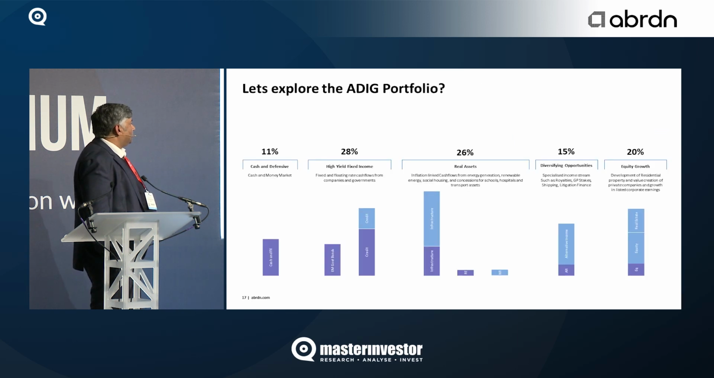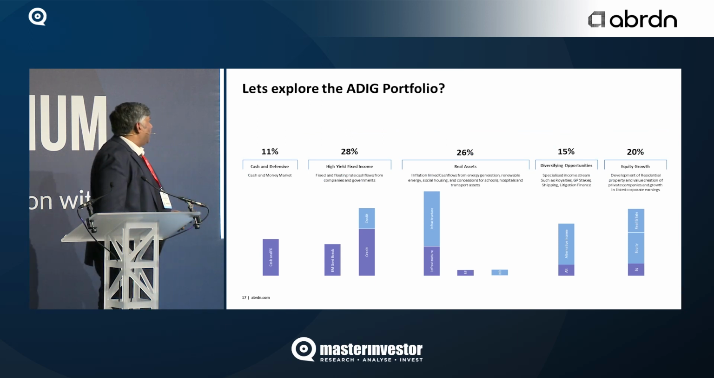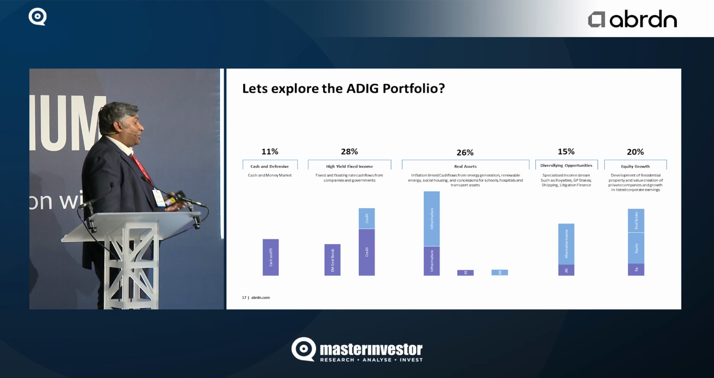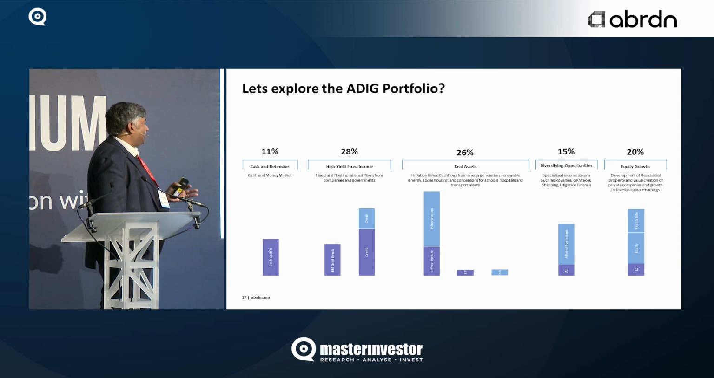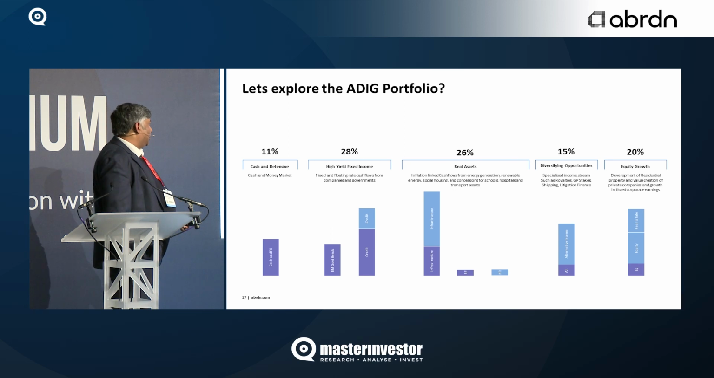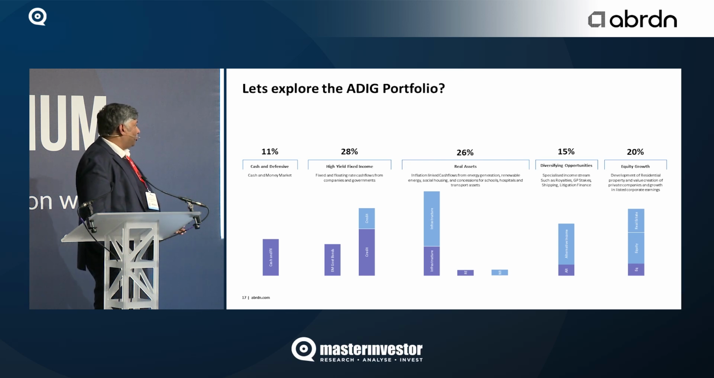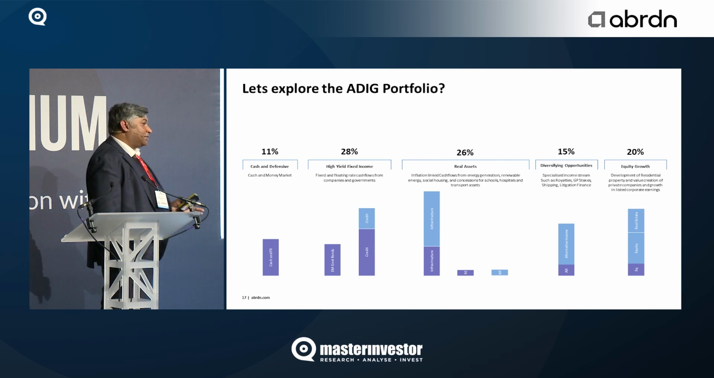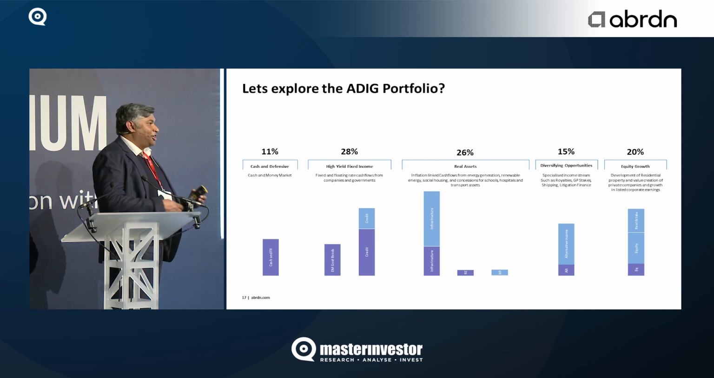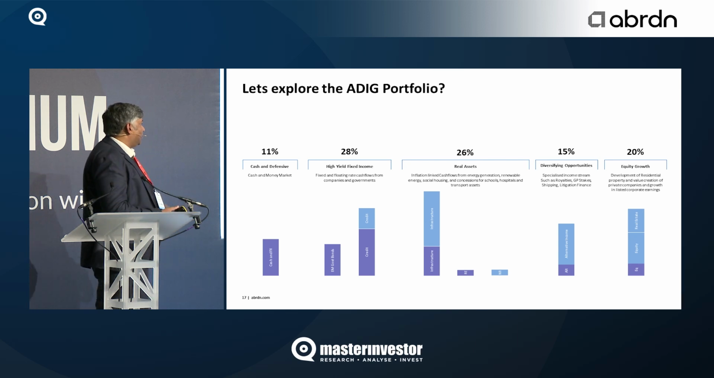If we rank them in terms of their buckets, the way to think about ADIG is really 5 different baskets. We've got 11% of the portfolio described as cash and defensive assets, cash and money markets. We've got 28% of the portfolio in high yield fixed income. That's looking at fixed and floating rate cash flows from lending to governments, to countries, or to corporates, both public and private. We've got what we describe as real assets, which are inflation-linked cash flows from generation of energy around the world, social housing, and concessions that we get from governments for schools, hospitals, and transport assets.